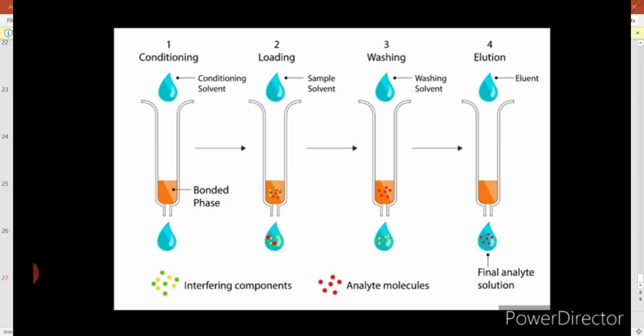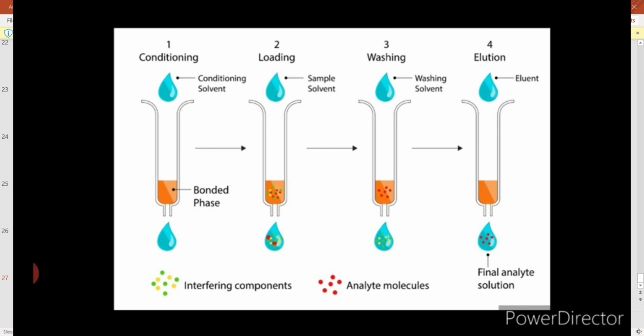Second step, loading. Appropriate sample volume is added to the column, allowing it to come down slowly along with the retention of the constituents. Third step, washing. The column is washed to remove all interferences and other matrix constituents. The washing solvent should not interact with the analyte.